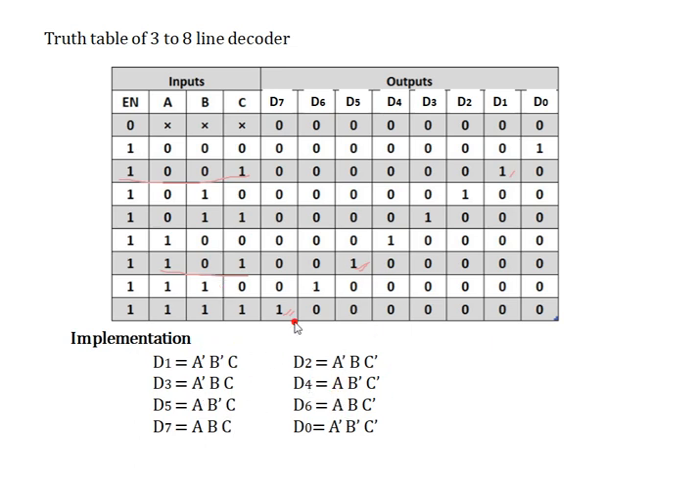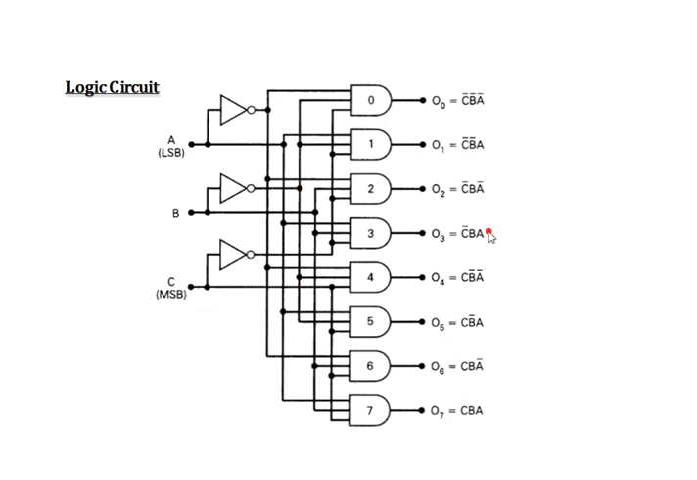Based on the Boolean expressions, I am going to draw the logic circuit. So this is the logic circuit. A, B, C are my inputs and these are my outputs, D0 to D7. So this is the logic circuit. Try this circuit on your own.